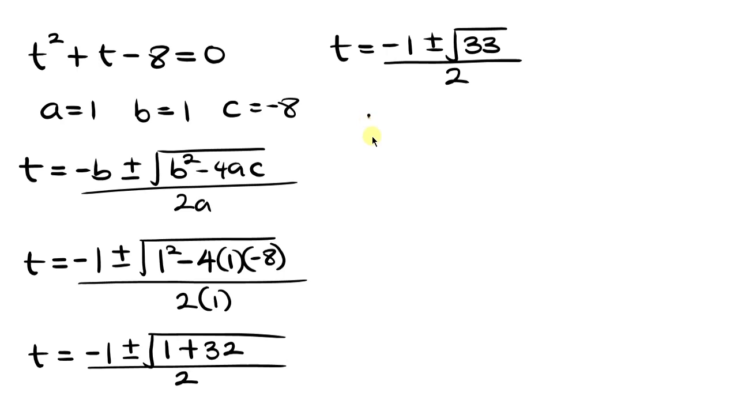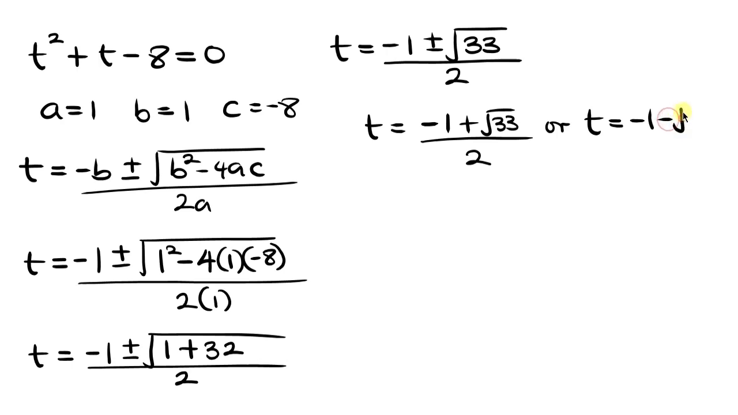We have t to be equal to negative 1, going with the plus first, plus the square root of 33, all over 2, or t is equal to negative 1. Now let's go with the negative root 33 all over 2.